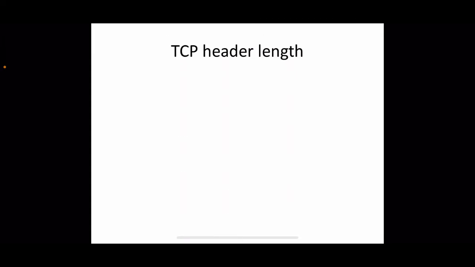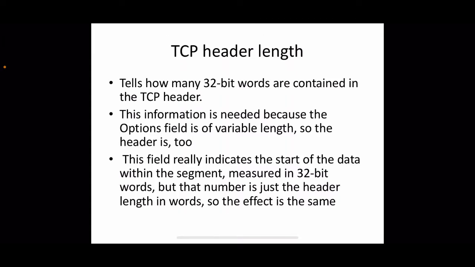The next field is the TCP header length. It tells how many 32-bit words are contained in the TCP header, only the TCP header. It counts the 32-bit words. For example, if the length of this header is 64 bits, the value in this field will be just 2. This information is needed because the option field is of variable length.